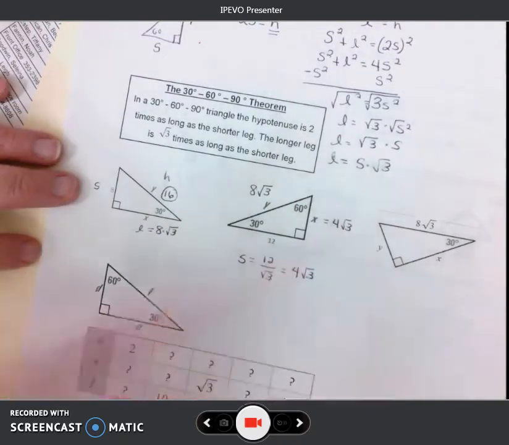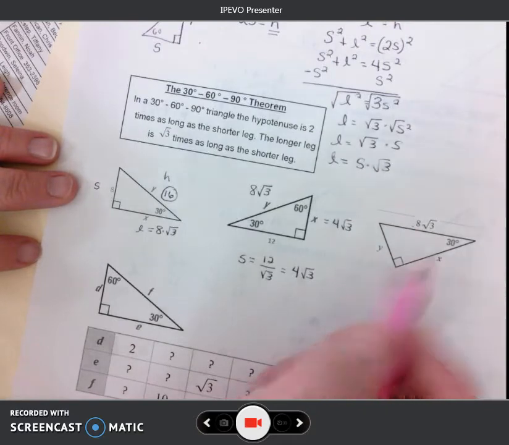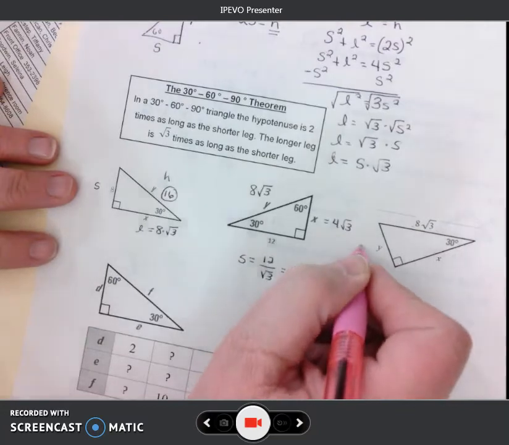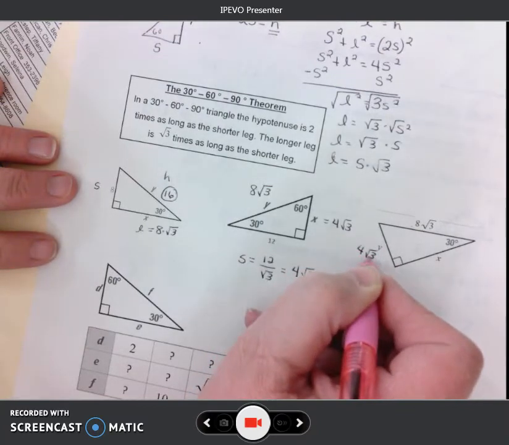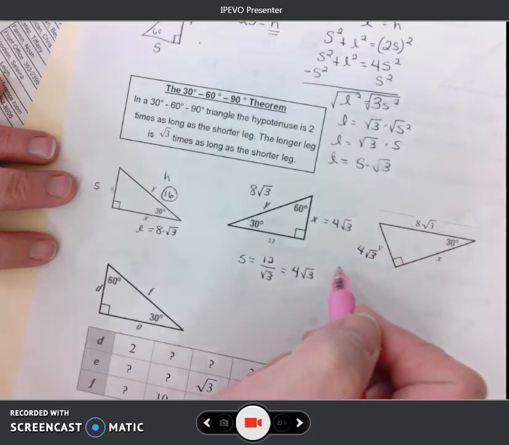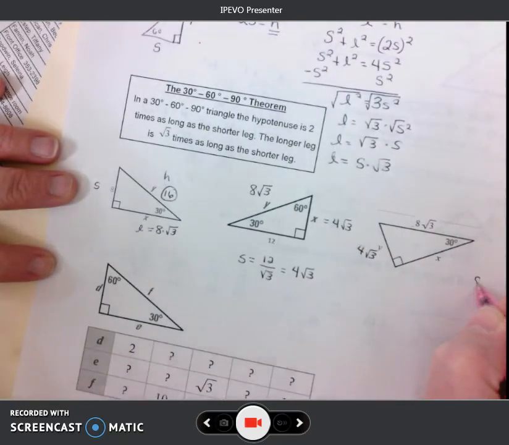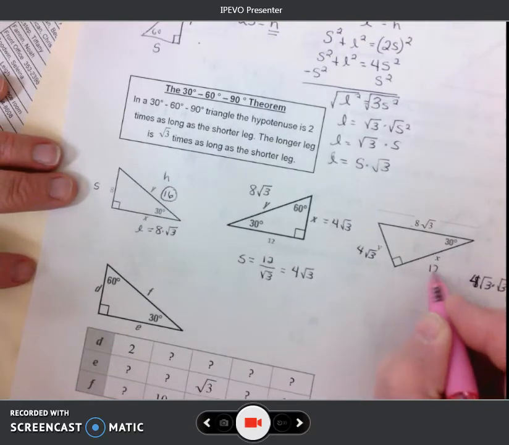In my next problem, I have the hypotenuse is 8 square root of 3. Well, if that's true, then the short side had to be half as big, 4 square root of 3. Notice I put that across from the 30. But then the long side will be the short side times the square root of 3. So if I do 4 square root of 3 times square root of 3, and I put that in my calculator, I'll get 12.